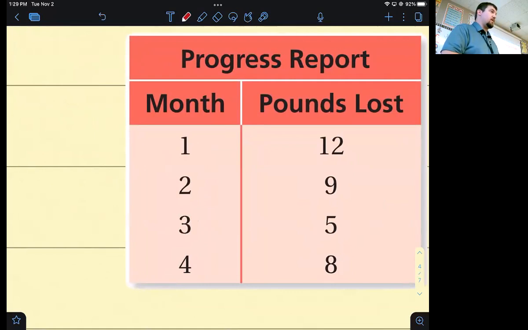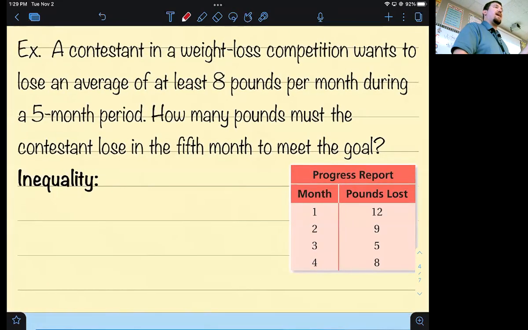The 5th month. So I know that when I'm doing an average, and we had one like this on our test that we took Friday, there was an average problem with points, I believe. So this one, you would have to add up all 5 numbers and divide by 5. Well, I don't know the 5th number.